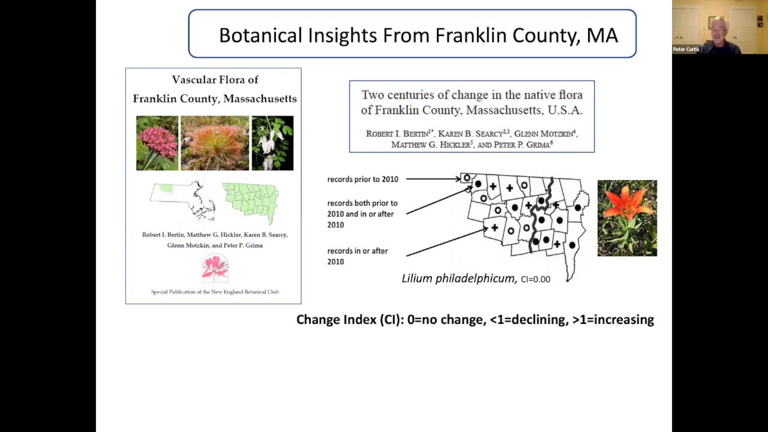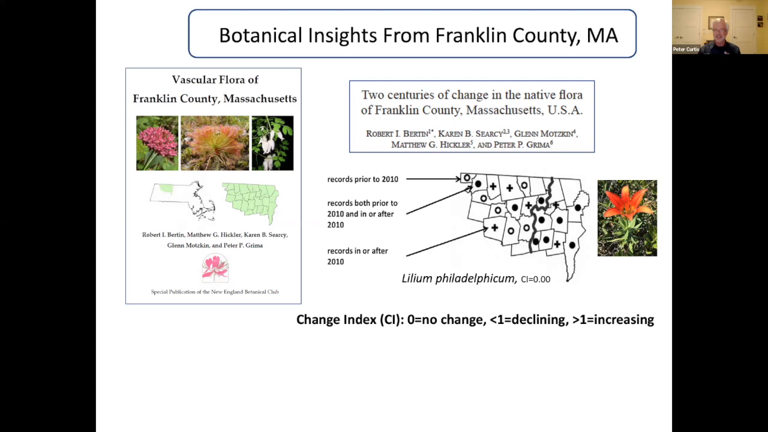And they use all this data to calculate a change index over these two centuries. I won't go into the math of the change index, but if that change index is 0, there was no change. Doesn't mean there was no change in the distribution, but there was no net change in the number of towns that this plant occurred in. If it's less than 1, it's declining. If it's greater than 1, it's increasing. Hope everybody follows that. We'll see some examples of this.